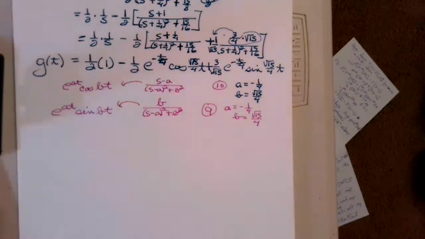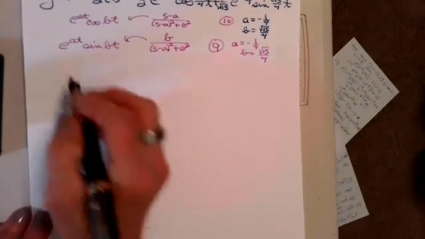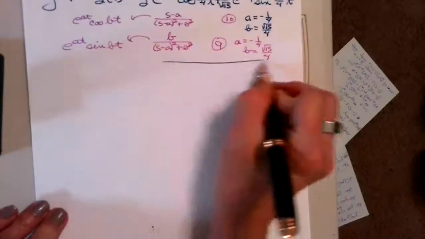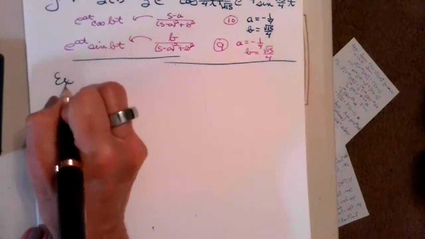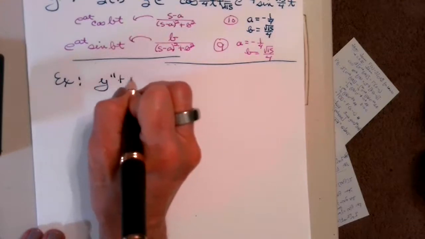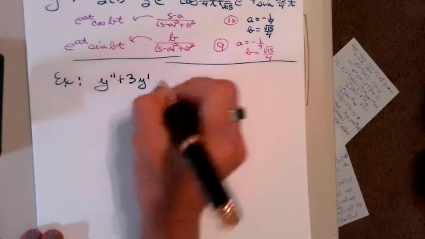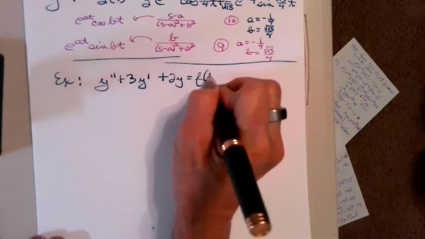All right, let's do one more like that. I promise this one won't be quite as long. So let's do another example. Or at least I don't think this one will take us quite as long. Suppose we look at y double prime plus 3y prime plus 2y equals f of t.